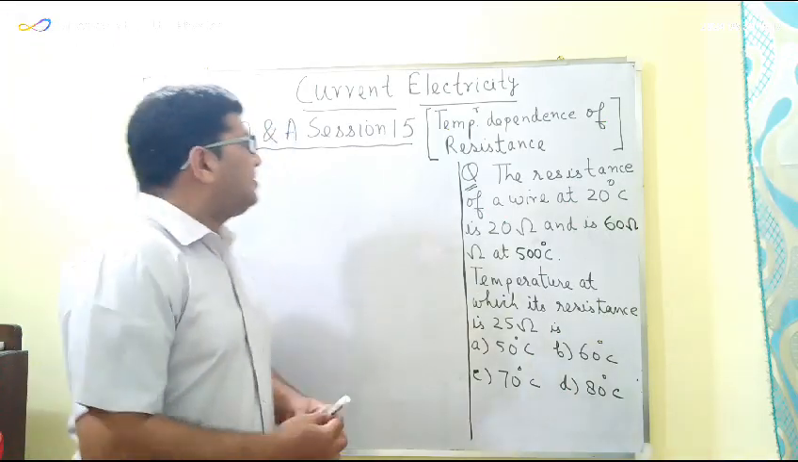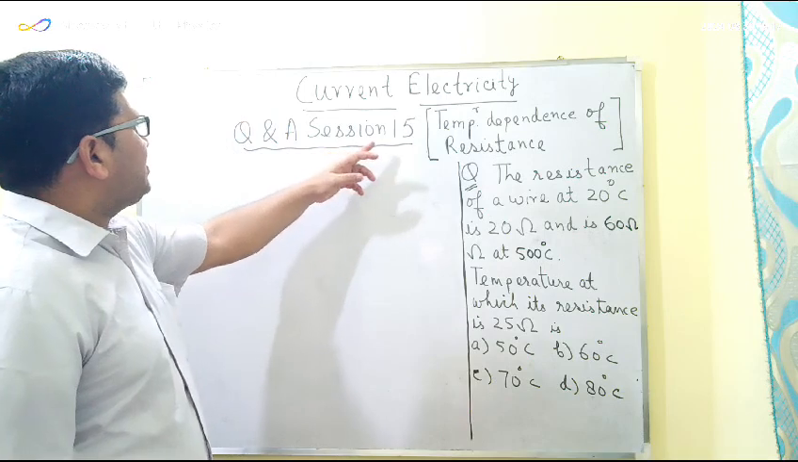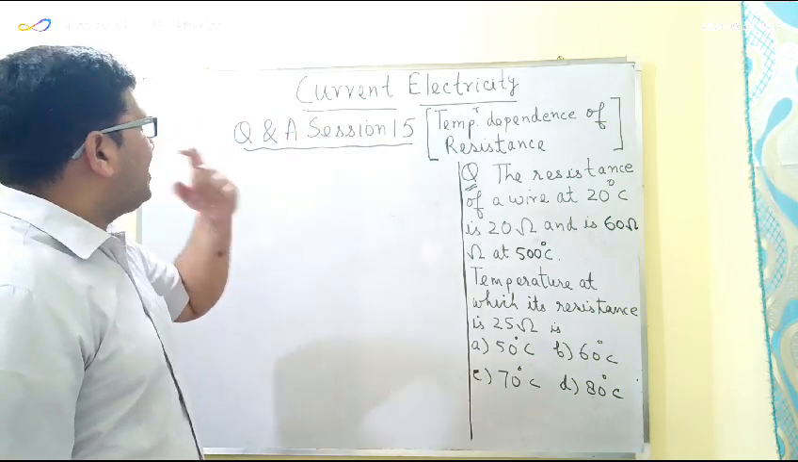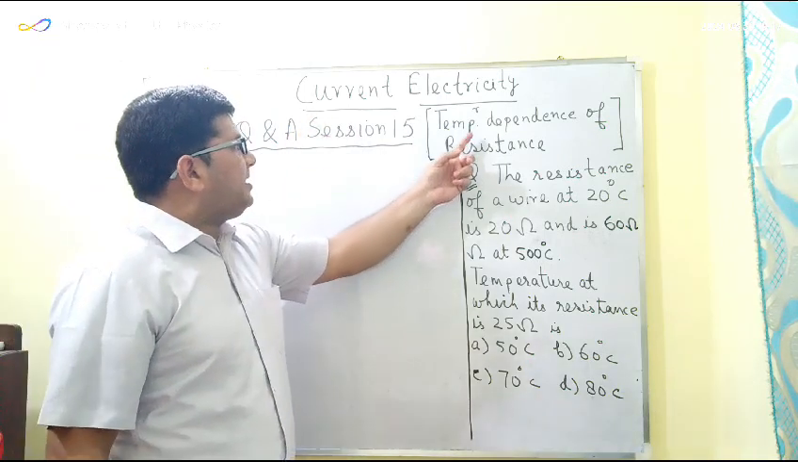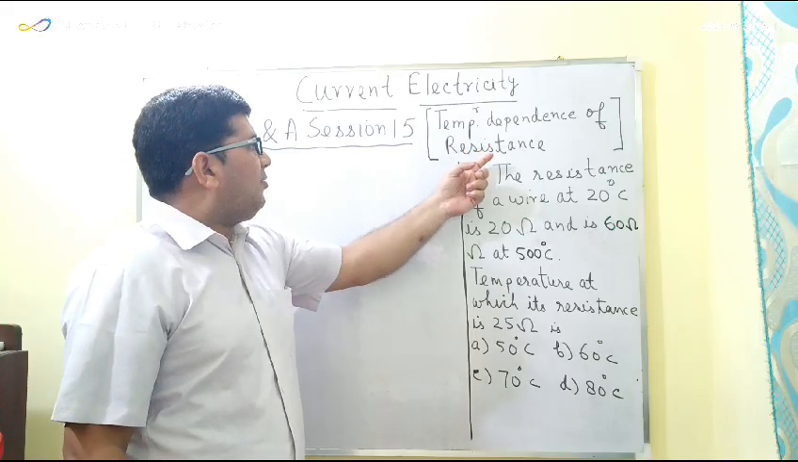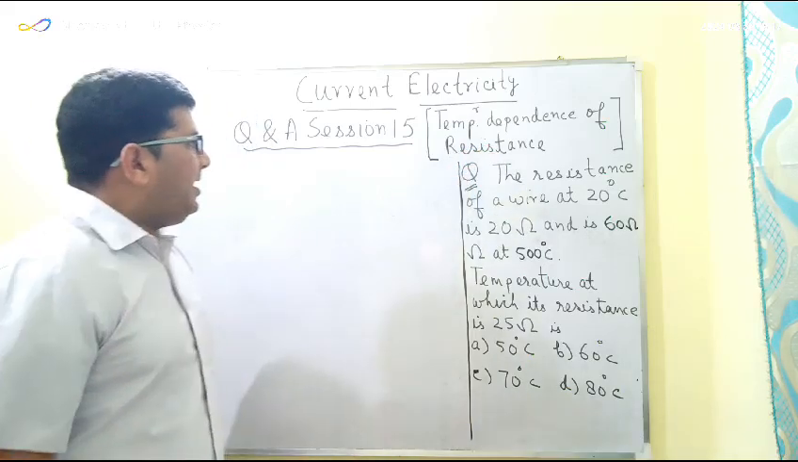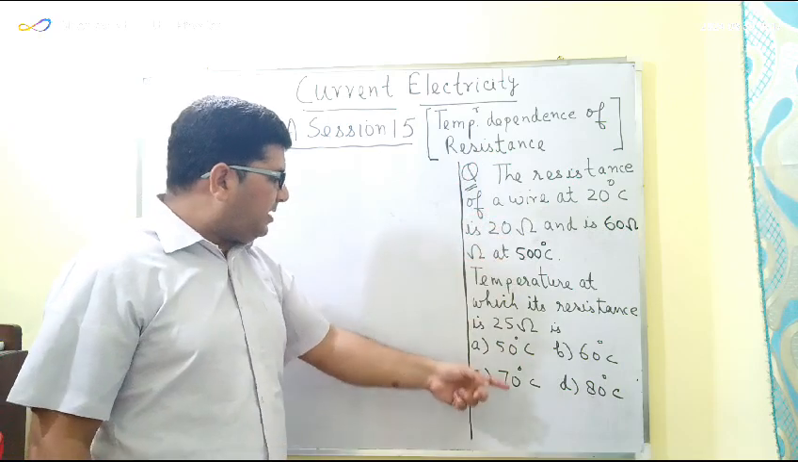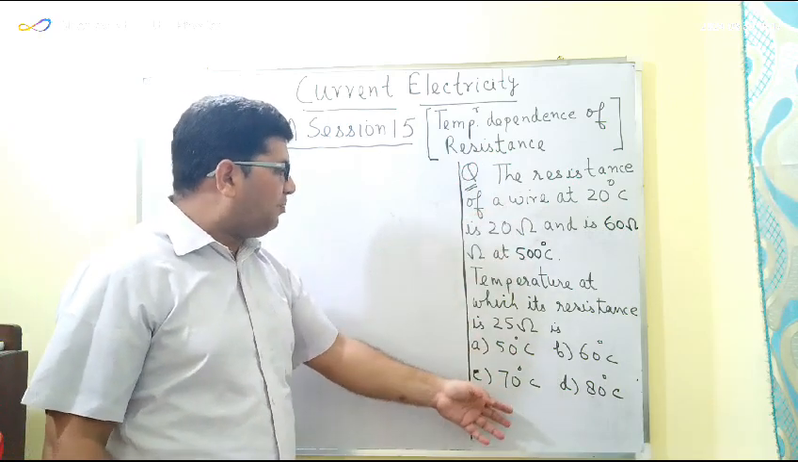Welcome back, students. This is the Q&A session 15 from the playlist of current electricity. The topic is the temperature dependence of the resistance, and based on this topic I have taken here one question which is written on this board.